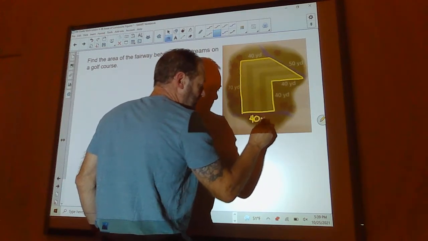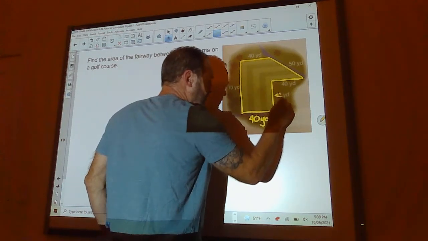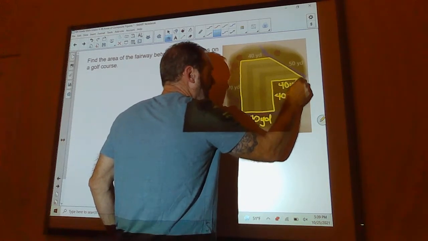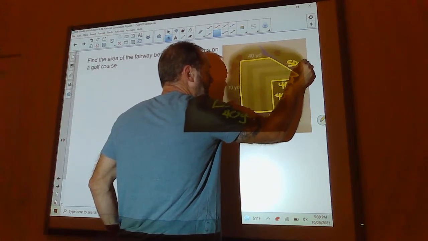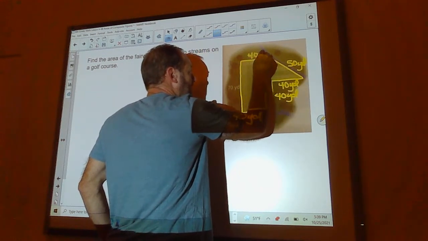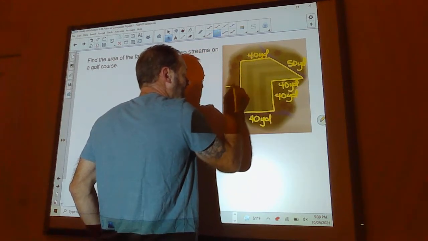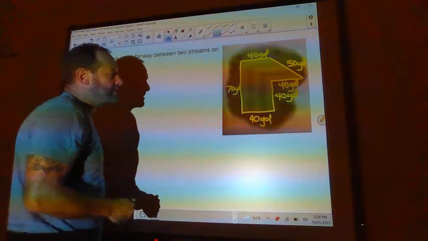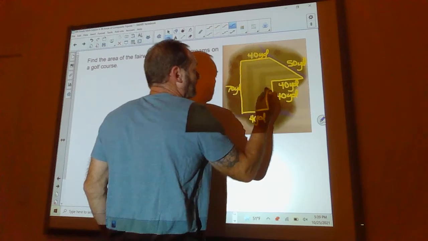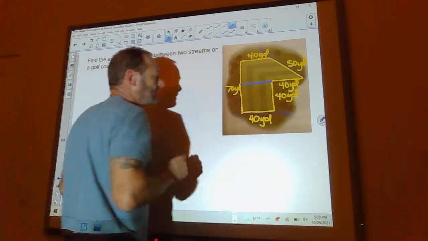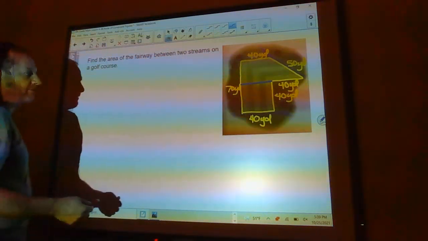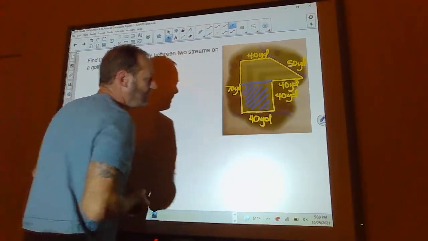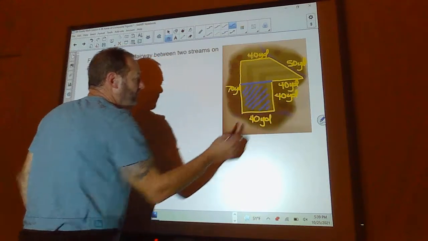This is 40 yards. This is 40 yards. This is 40 yards. This is 50 yards. This is 40 yards. This is 70 yards. Okay, so first thing, I can split it. I think that I would take this thing and I would split it like this. Okay, now I got a square down here that is 40 by 40.